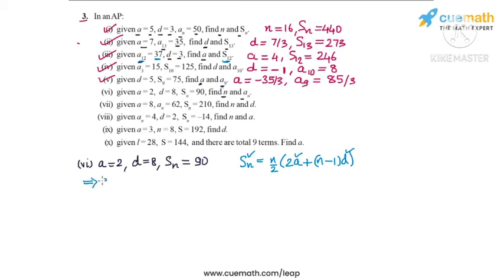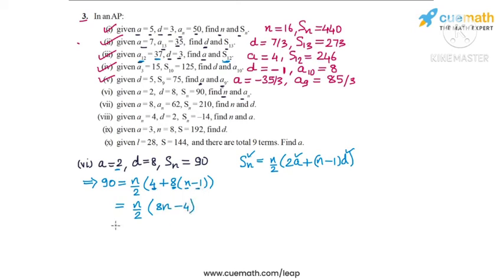So let's plug in the values and form an equation in n. So Sn is 90. So 90 is equal to n by 2 times 2a. So 2a is 4 plus n minus 1 into d. D is 8. So 8 into n minus 1. So this is the equation we get. So if we simplify the right side, we get n by 2 times 4 plus 8n. So 8 into n, let me write it as 8n, and then we get 8 into minus 1 is minus 8, minus 8 plus 4 is minus 4.